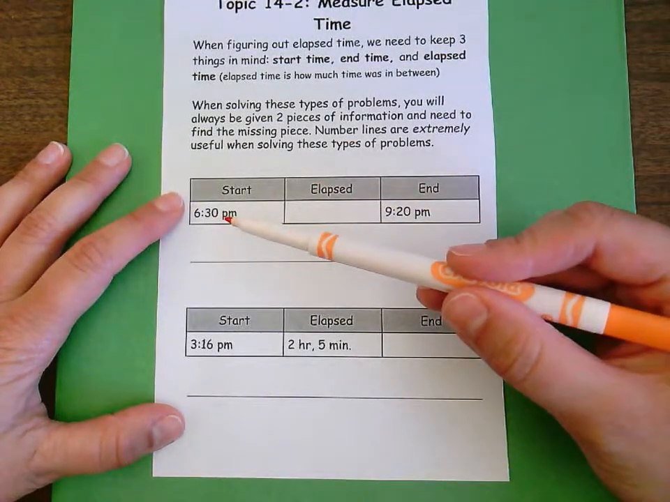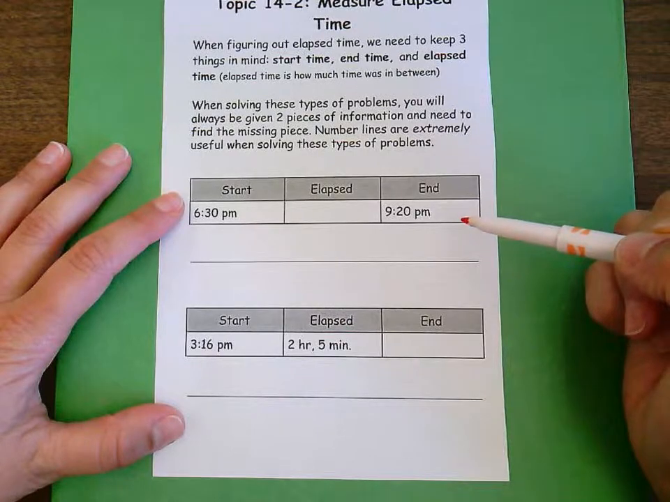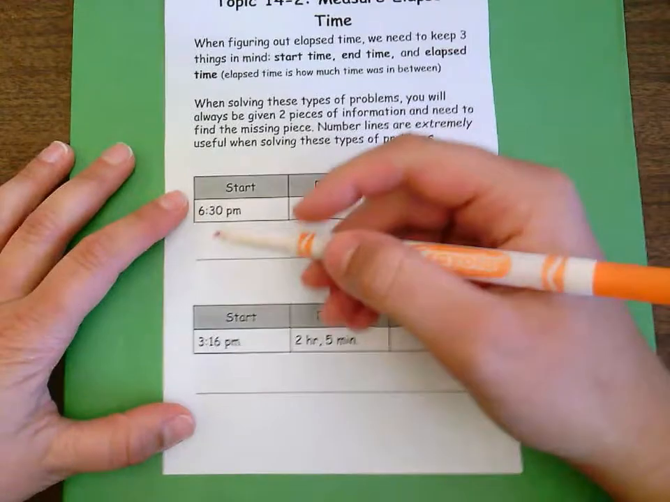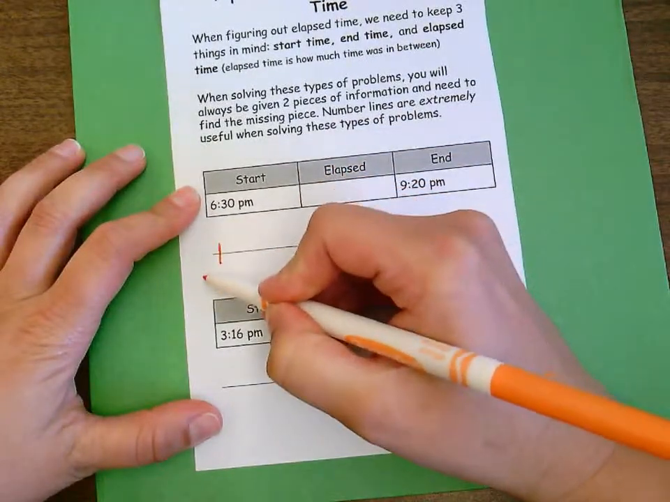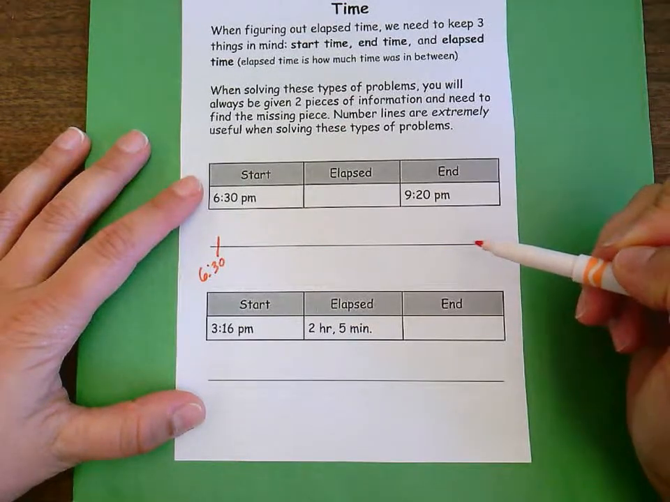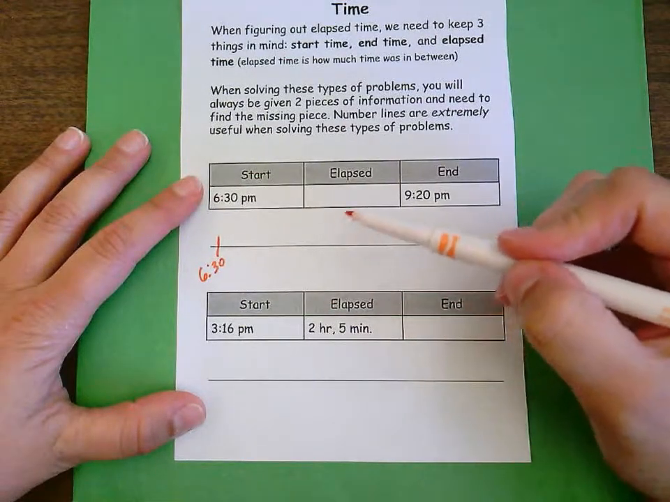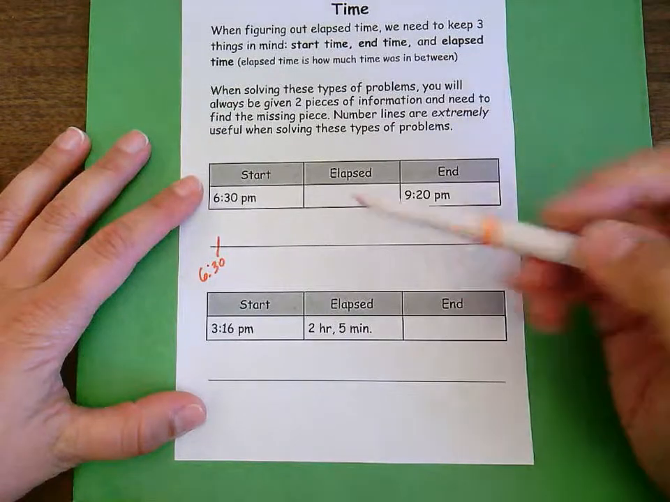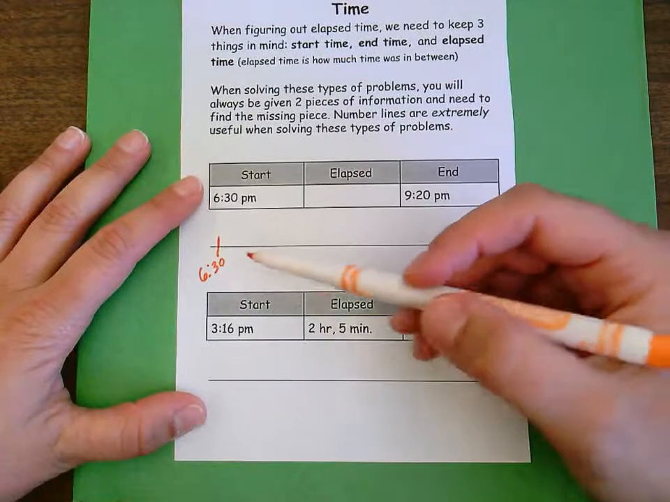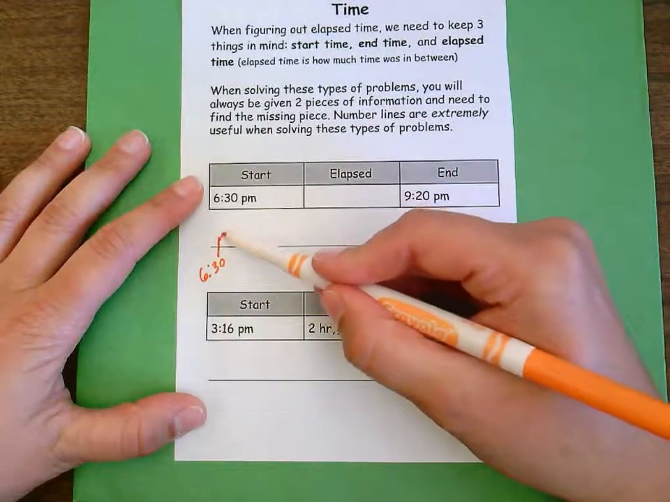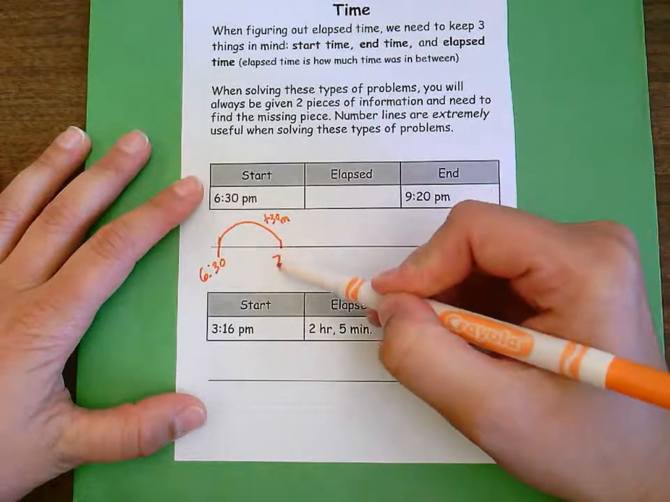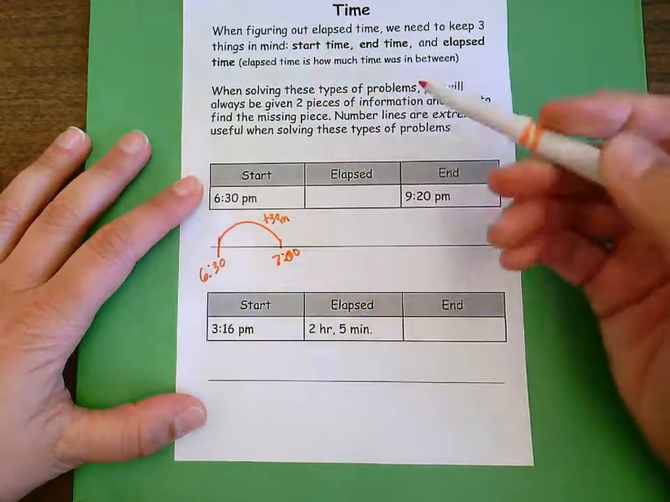So I know what my start time is, and I know where I need to end up at, but I need to find out how much time is between the start and the end. So I'm going to start at 6:30, and I need to make my way to 9:20. And the way to do that is to take some jumps until we get to 9:20. And we can do this in different ways, however we see it or we're comfortable with. So I know if I'm at 6:30, and I take a jump of 30 minutes, that's going to get me to 7 o'clock. And that's a nice, easy number to work with.